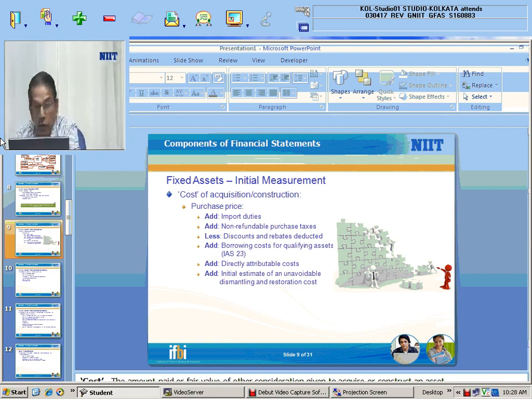So first of all, what are the various components of the cost of acquisition or construction? This is given here. One could be the purchase price, import duties, non-refundable purchase taxes like VAT, less discounts and rebates, if any, given by the supplier or the seller, borrowing costs only for qualifying assets, directly attributable costs, and if there is unavoidable dismantling and restoration in future which has to be done, then the initial estimate of such unavoidable dismantling and restoration cost also must be added.